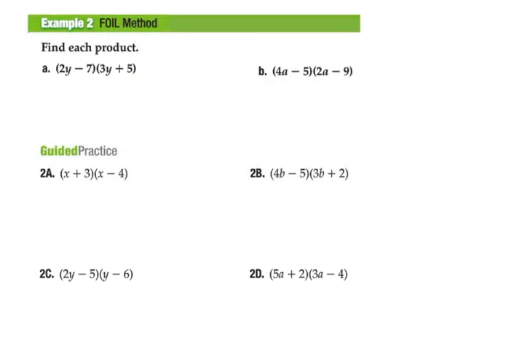Okay, so example 2, again, use that FOIL method. So we're going to see this as first. Then we are going to multiply the outsides. Then we're going to multiply the insides. And then the last. So we have first, whoops, I have my colors wrong. Come on, erase please.